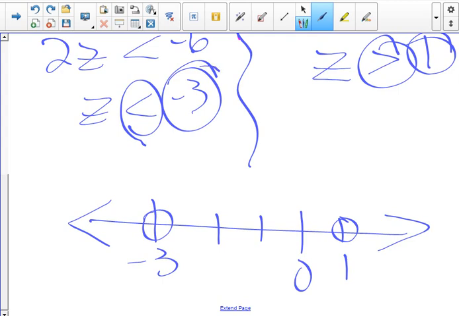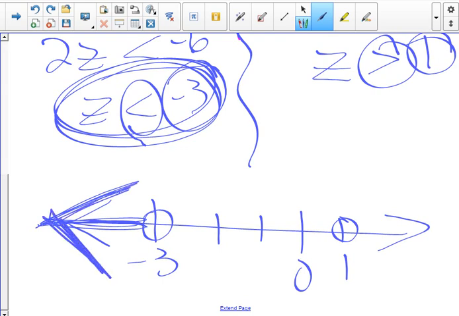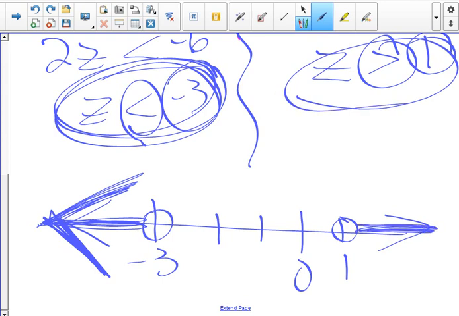So now let's look at what these inequalities say. Z is less than -3. So it's less than -3, so it's going to travel this way. So shade to the left. And for this one, Z is greater than 1. So it's greater than 1, so you're going to shade to the right with an open circle.